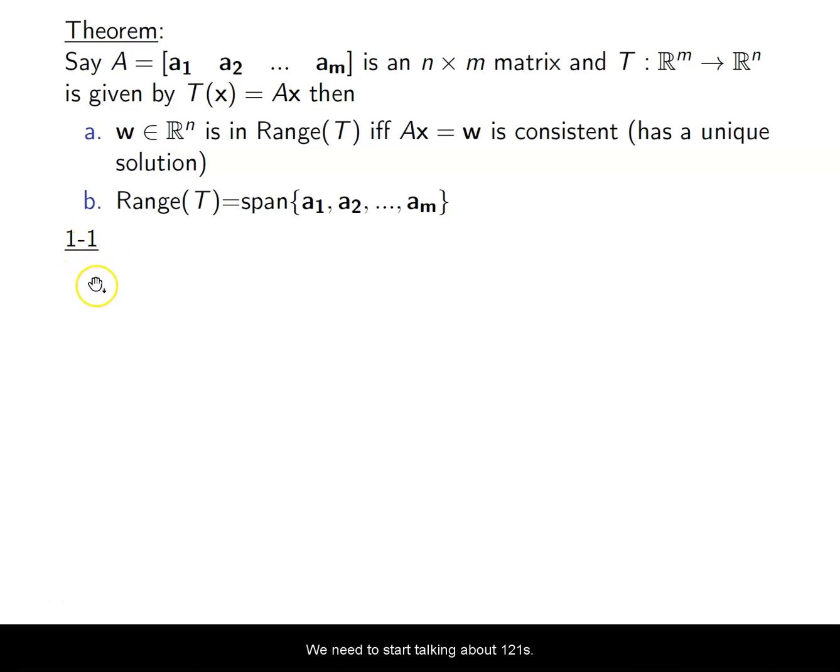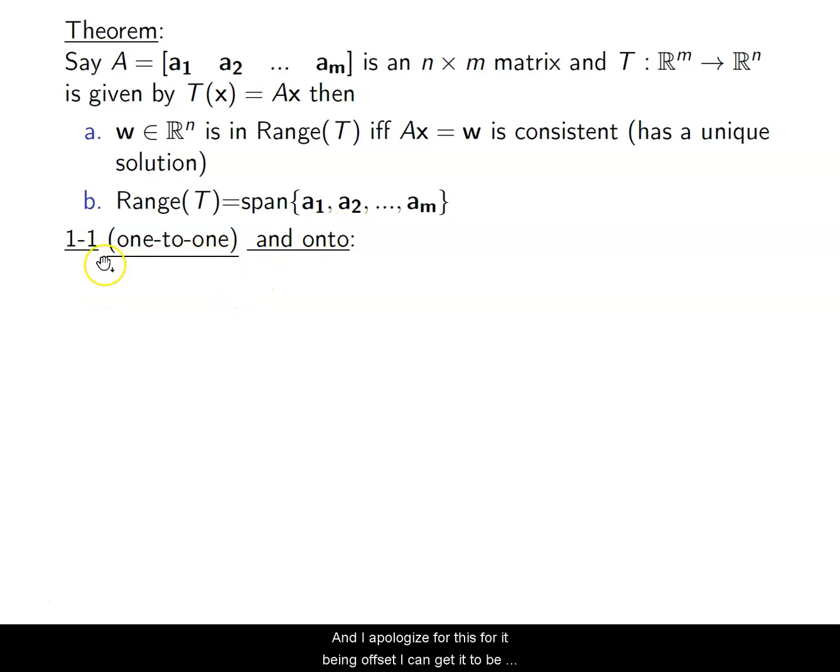We need to start talking about one-to-one and onto. Apologies for it being offset; I couldn't get it to be all one single underline. This is weird. But anyway, one-to-one and onto. These are terms that you hear when you talk about functions in algebra and pre-calculus. Same thing here. Remember, a transformation is basically a function. It is a function, actually. So functions and transformations we'll see are exactly the same thing. So what happens when I'm one-to-one and onto? What does that look like, and how do we determine that?